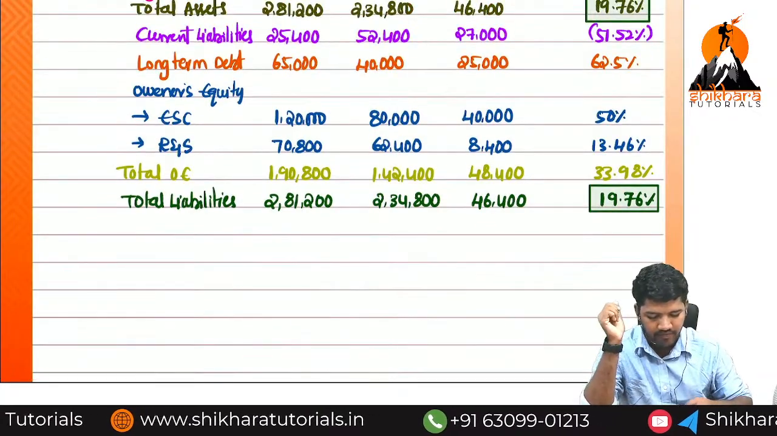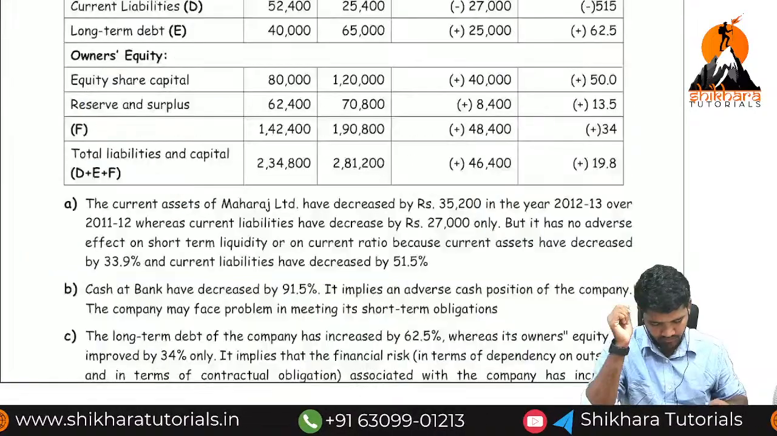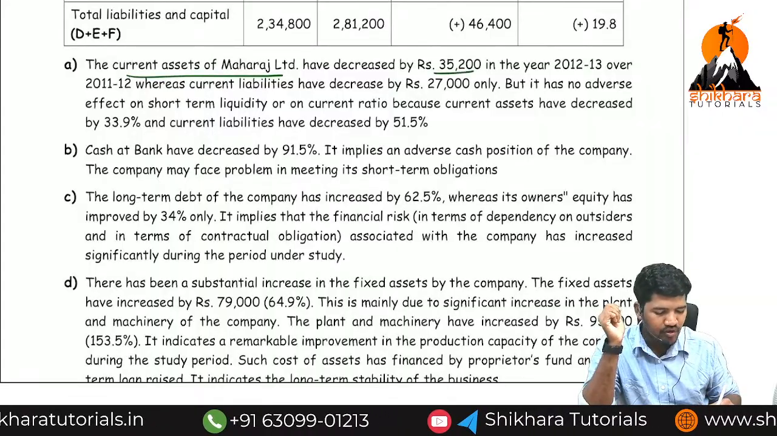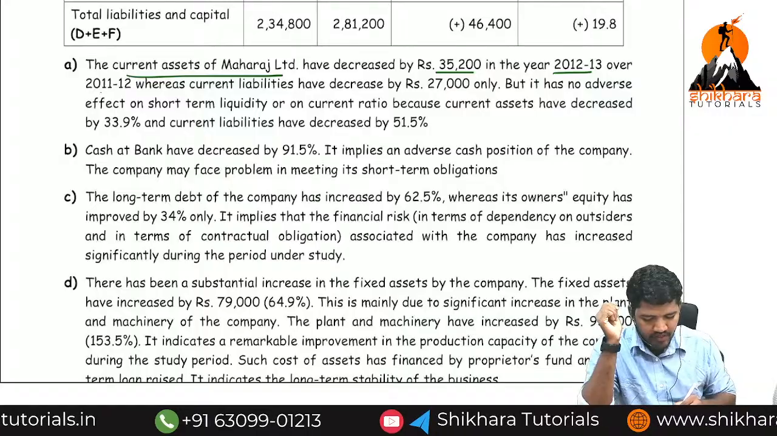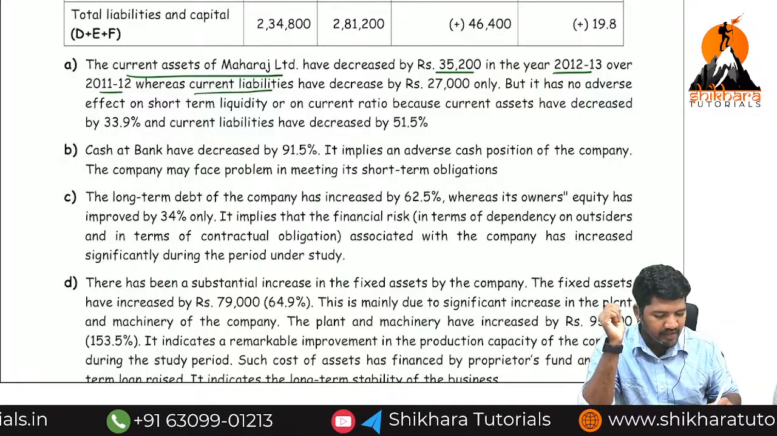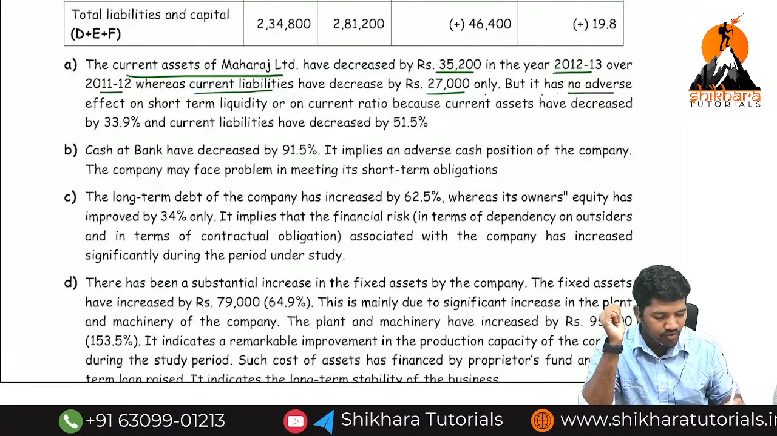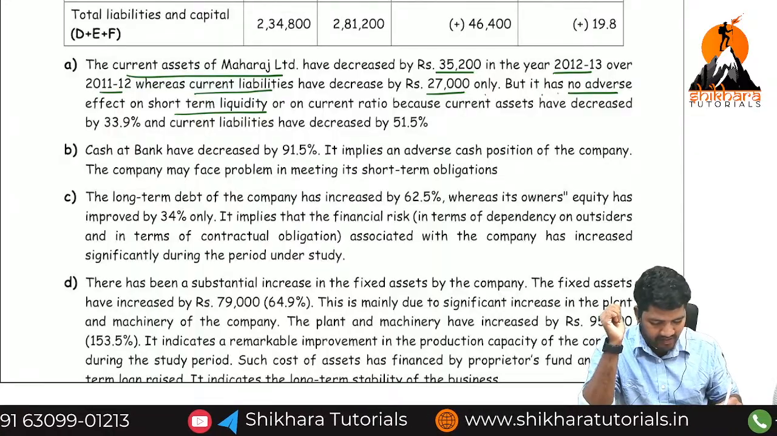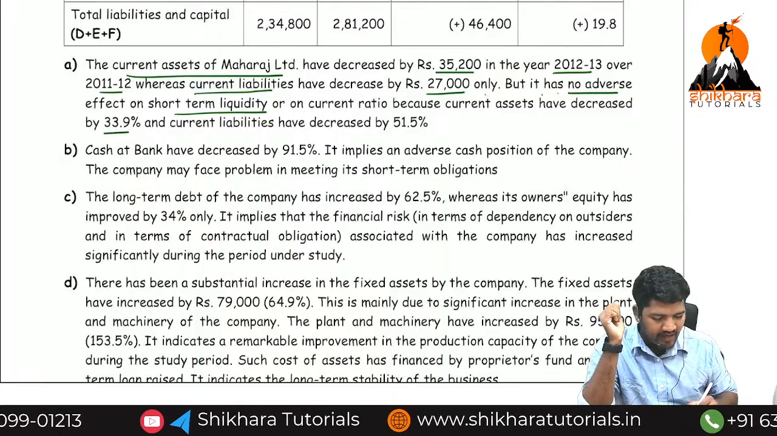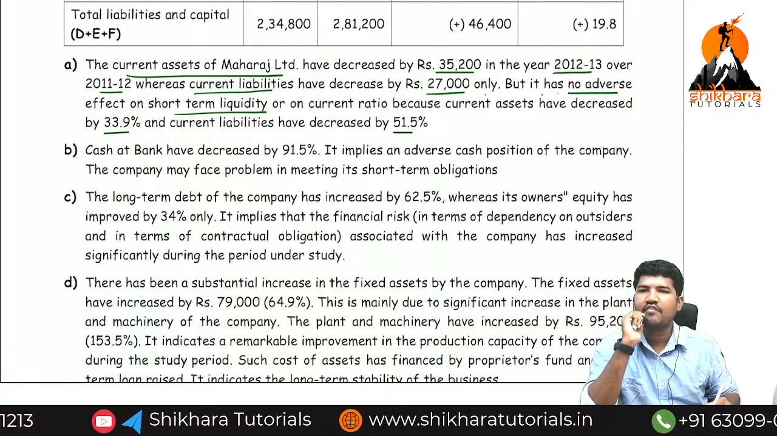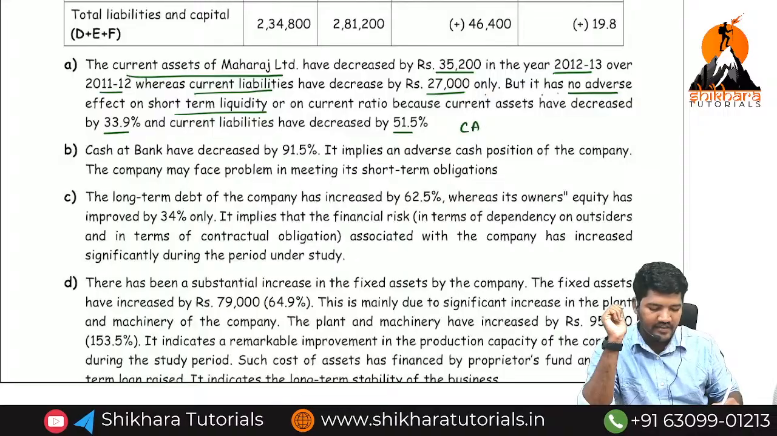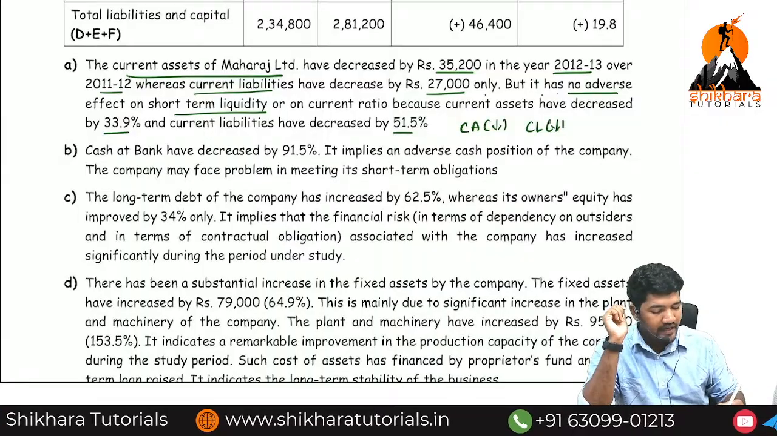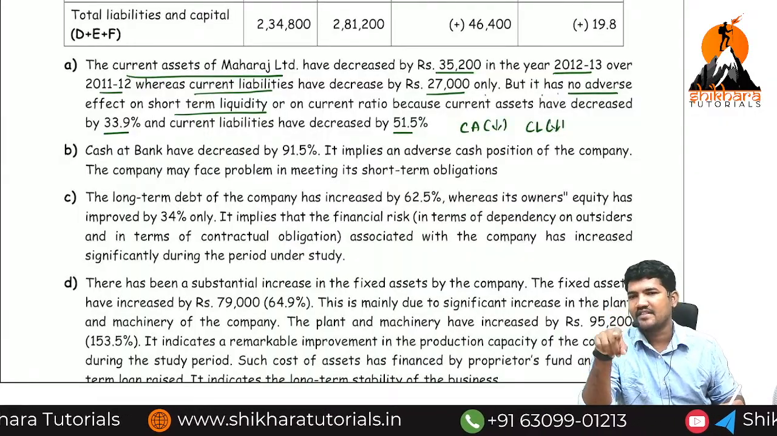Let's check the comment they have given. The current assets of Maharaj Limited have decreased by 35,200 in the year 12-13 over 11-12, where current liabilities have decreased by 27,000 only, but it has no adverse effect on the short-term liquidity or current ratio because current assets have decreased by 33.9% and current liabilities have decreased by 51.5%. So current assets decrease as well as current liability also decreases. Very clear? So current liability decreases by more than the current assets.